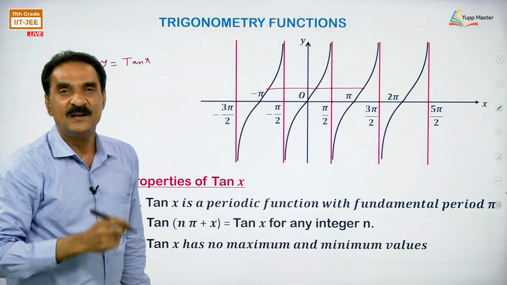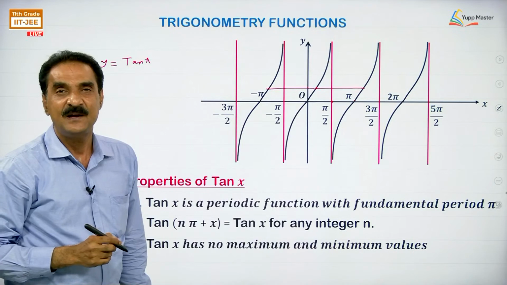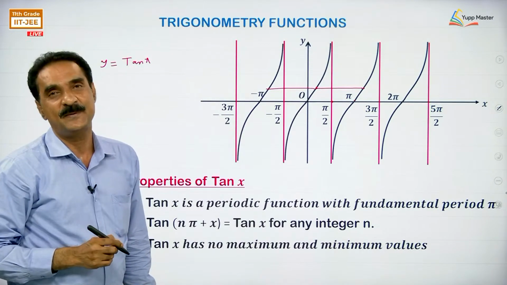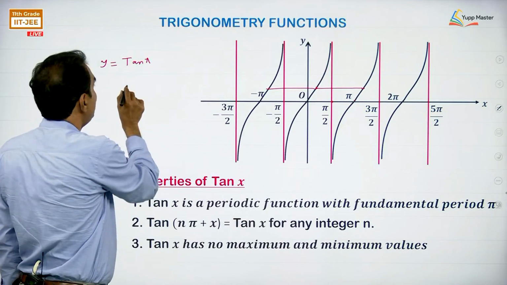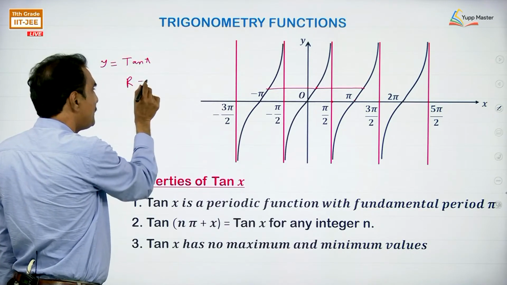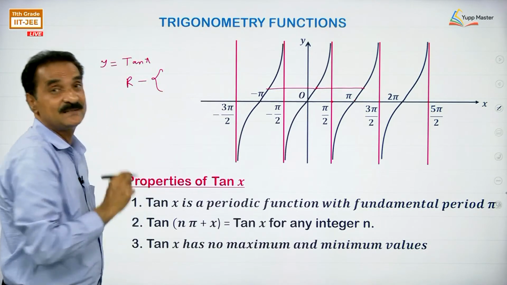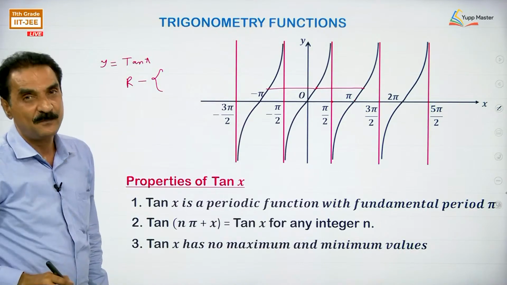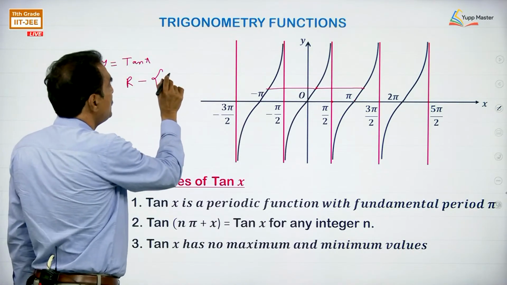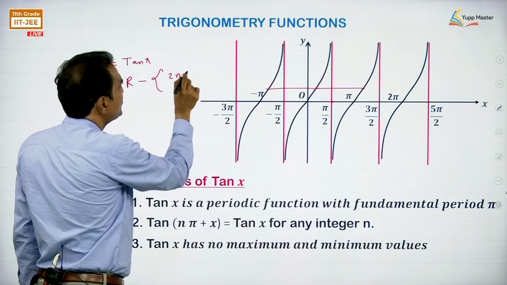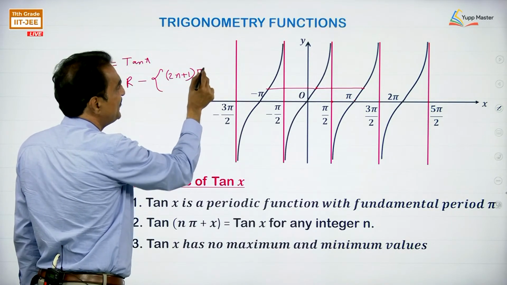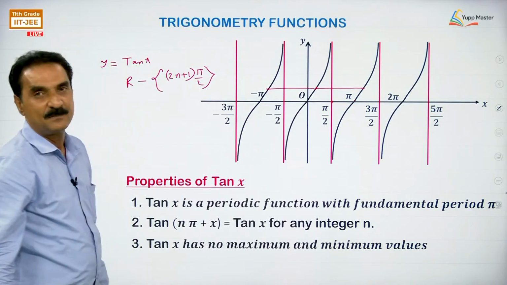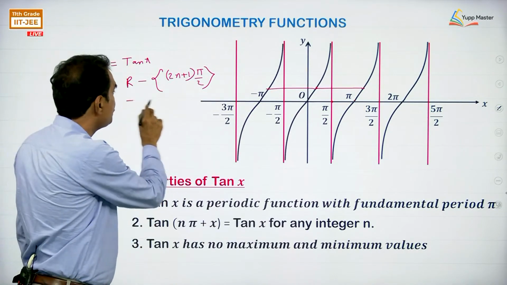So at what values of x is tan x not defined? At every odd multiple of pi by 2, tan x is not defined. So the domain of tan x is the set of all real values minus odd multiples of pi by 2. How do you write an odd number? 2n plus 1 is an odd number, n is an integer, into pi by 2. You subtract this from the real number set. This will be the domain of tan x.